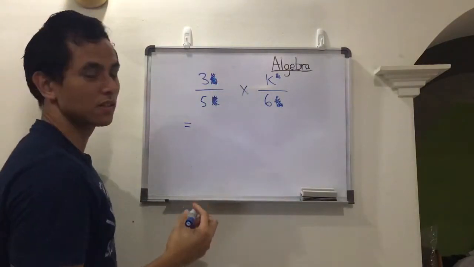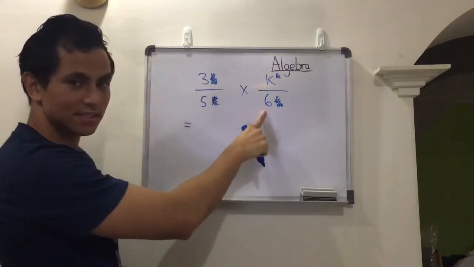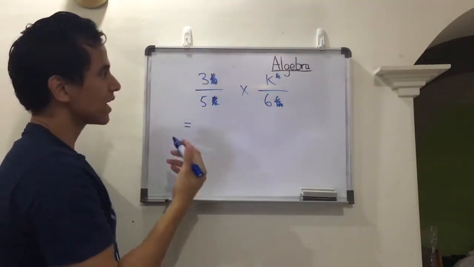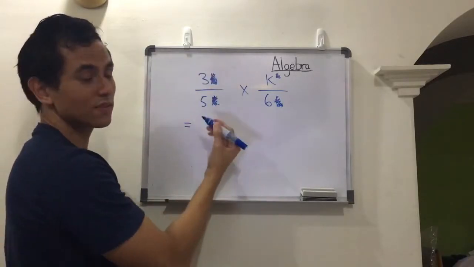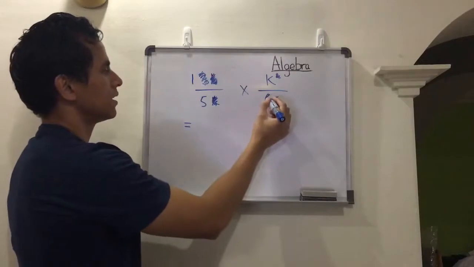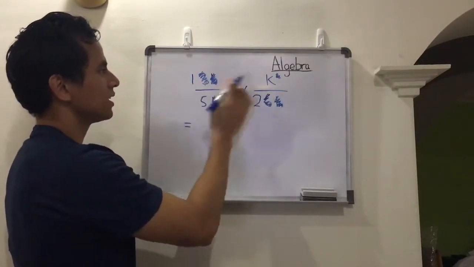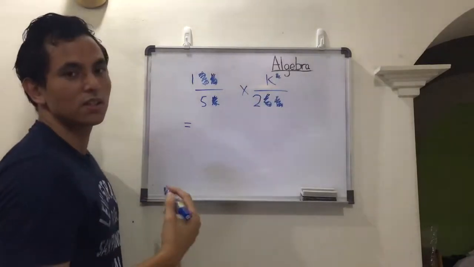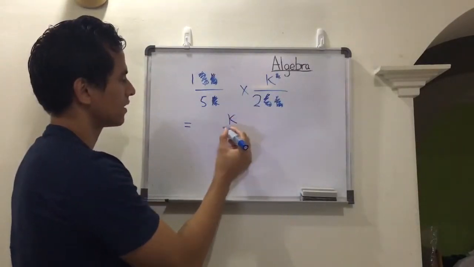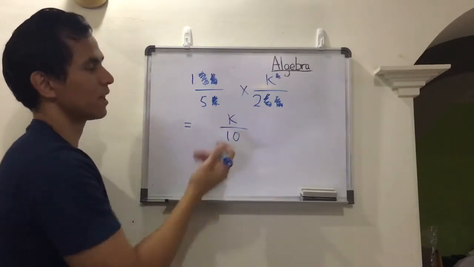And now, one more step we can actually do is realize that 3 and 6, they have a common factor, and that is 3. So I can actually simplify this even further. This will just be 1, and this will just be 2. So we have a new numerator, a new denominator. So okay, 1 times k is just k, 5 times 2 is just 10. So this would be our final answer.